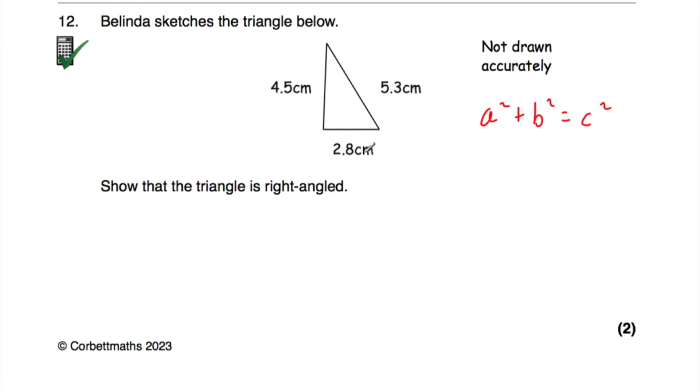So let's label the sides of the triangle. The two shorter sides, a and b, are the 2.8 centimeters and the 4.5 centimeters. And the length of the longest side of the triangle is 5.3 centimeters. So let's call that c. So we've got what a, b, and c are.